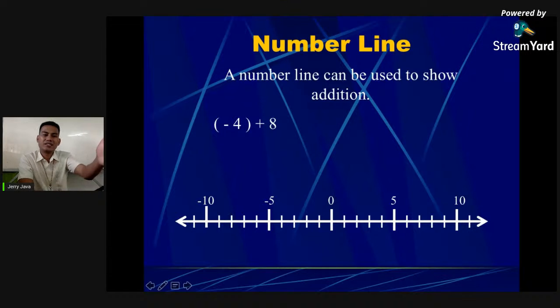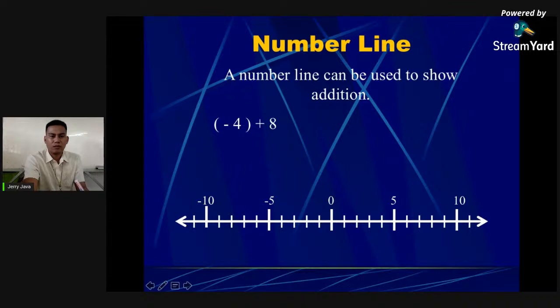When you go right, when you go forward, that's positive. When you go backwards, that's negative. So also with this number line. Here we have the example negative 4 plus 8. We are going to solve this using the number line. For the rules, if you don't have the number line, we'll discuss that after this.